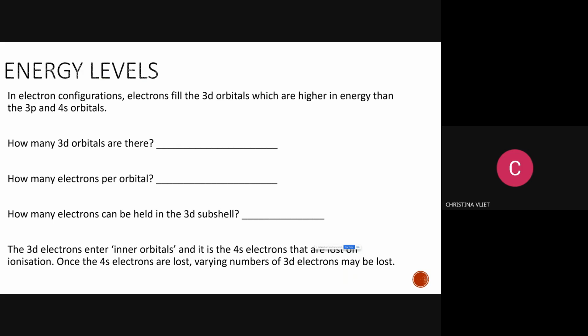All right, so these are some review questions. In electron configurations, electrons fill 3D orbitals. We know they're higher than the 3p and 4s orbitals. How many 3D orbitals are there? 5. And how would we write them? This is going to come into play later in today's lesson. We would write them as little boxes.